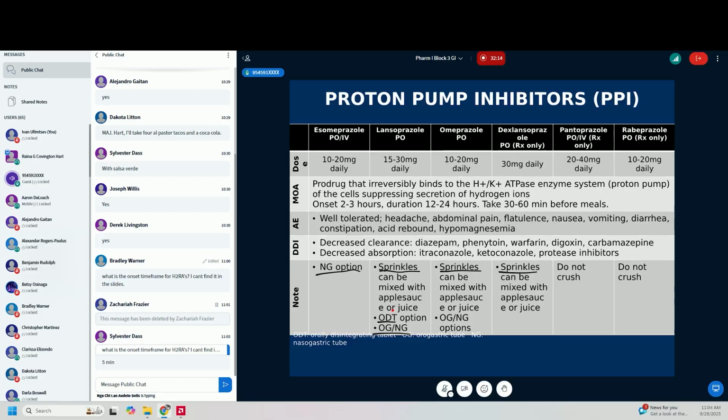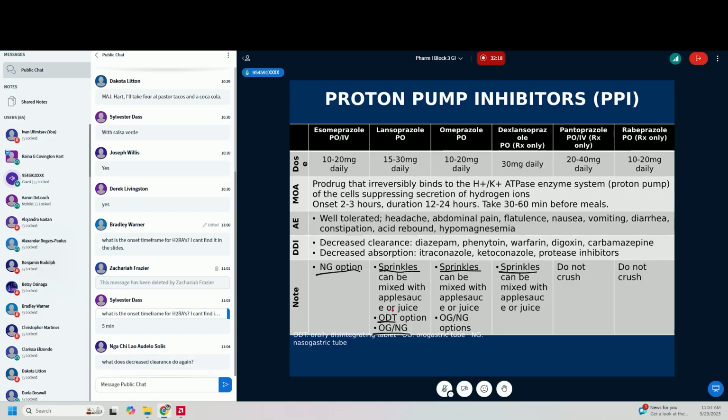Your OG-NG tubes, these are your patients that are going to be in your hospital, likely in an ICU setting, or it could be a situation where you have a patient who, for whatever reason, has that NG or OG tube, and so you can give them those medications that way.